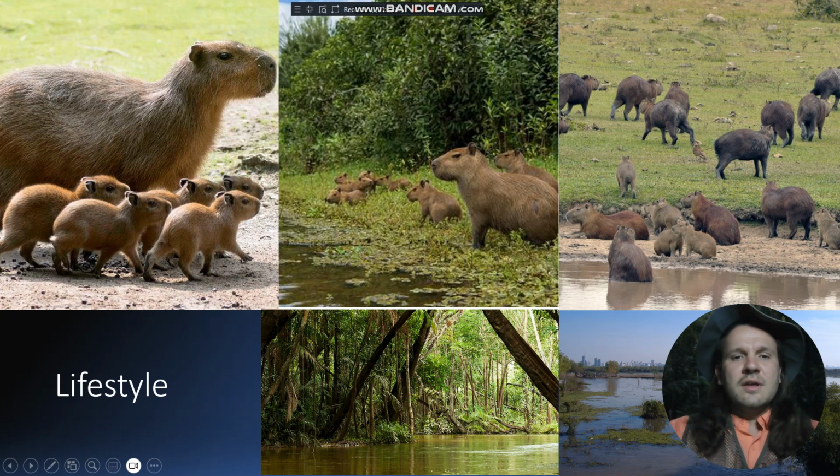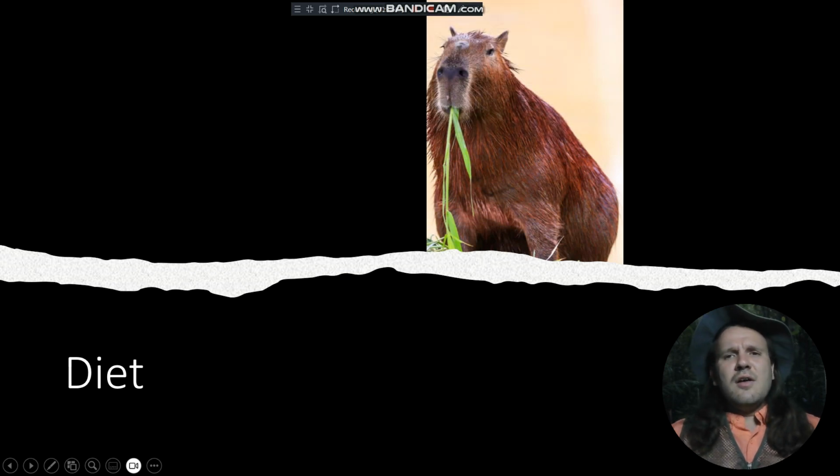But now, it's time to talk about fine dining. I know, fine dining. Now, here's exactly what I'm talking about. Their diet. Now, capybaras are generally herbivores. They usually eat leaves, grass, and different kinds of plant material.